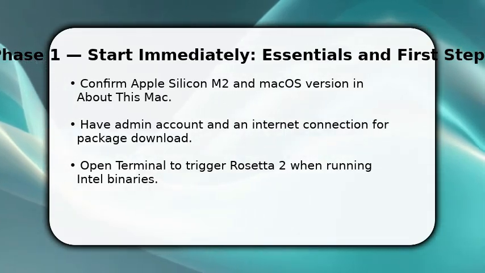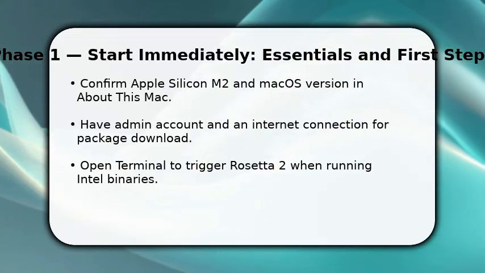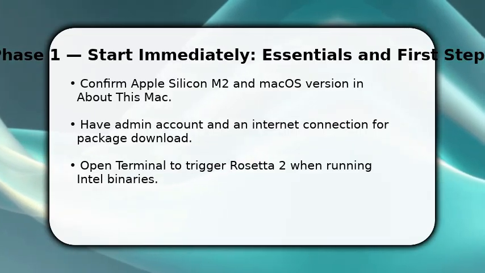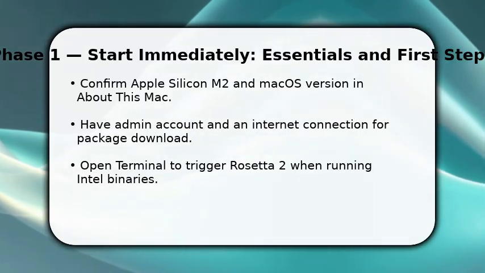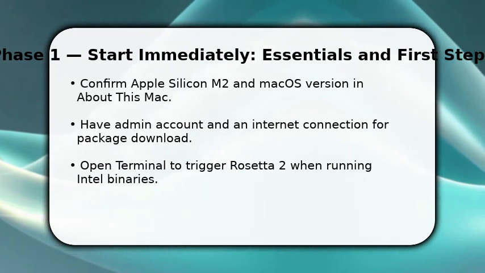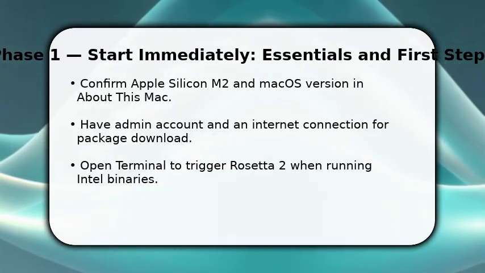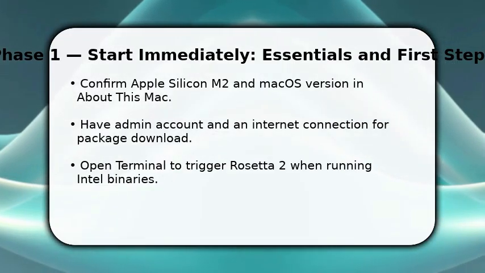/usr/bin/arch -x86_64 /usr/bin/true to prompt installation. You'll see a dialog asking to install Rosetta. Accept it. This step installs system translation binaries and background services. So start now and let the installer download the required components.